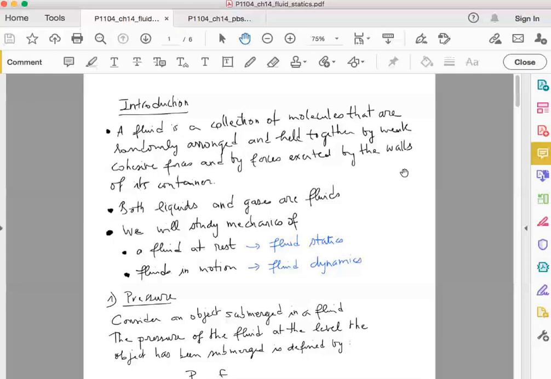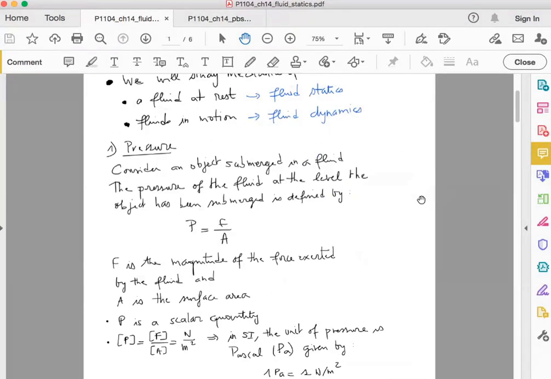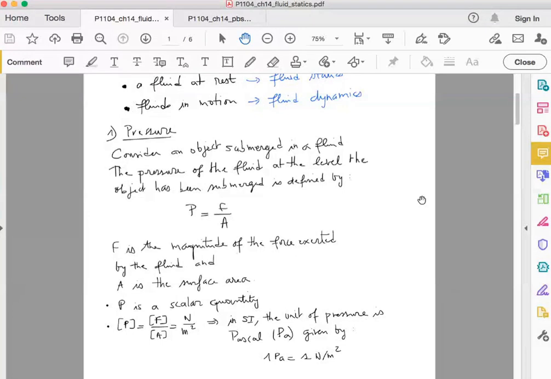In general, we will be studying fluids in terms of liquids and gases, and we will study two cases. The first is when a fluid is at rest, and this is what we call fluid statics. And we will also study fluids in motion, and this we call fluid dynamics, okay? So here we will start with fluid statics first, and once we are done, we will move to fluid dynamics. But both fluid statics and dynamics are one chapter in the book, which is chapter number 14. So let's start first with the pressure.